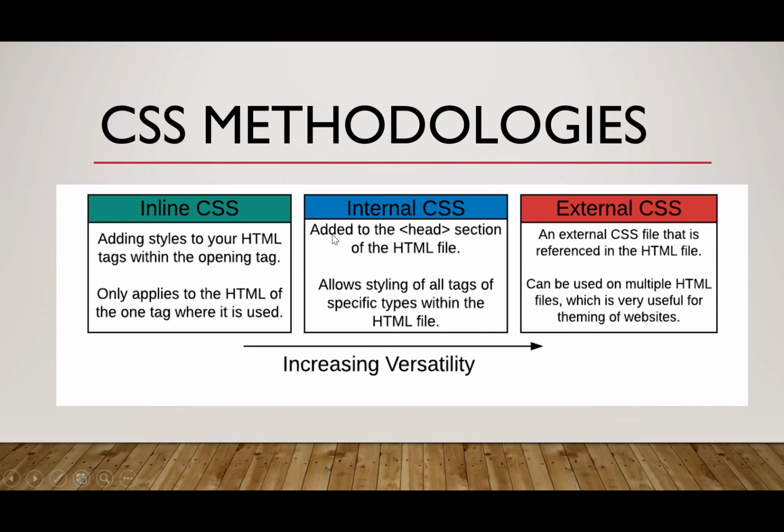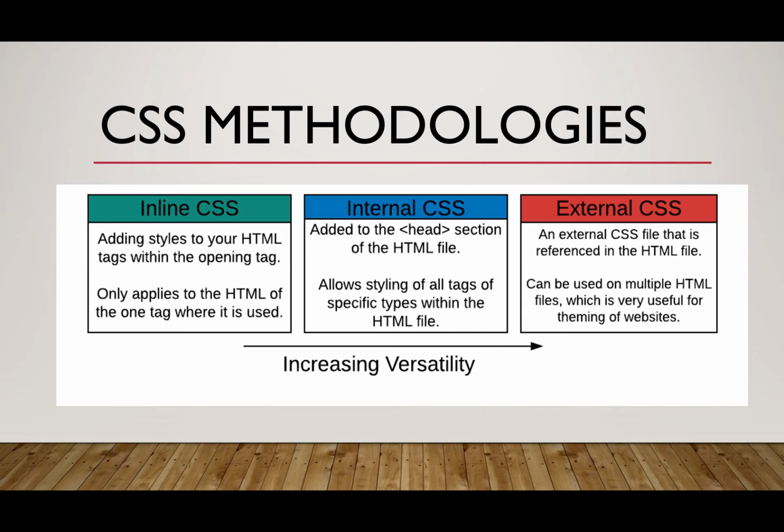The next, a better way, is internal CSS. This is added to the head section of our HTML file. Here we're going to style all of our paragraph tags or all of our heading tags, and we specify those stylings inside of the head of our HTML file. So it's inside of that same HTML file where we're coding, but at the top in our head we put in what we want those paragraphs and headings and whatever else to look like. So it's in that same file.